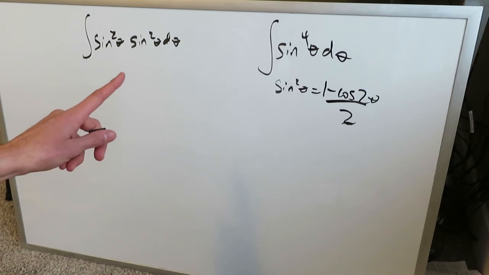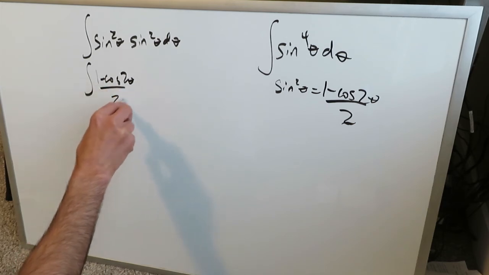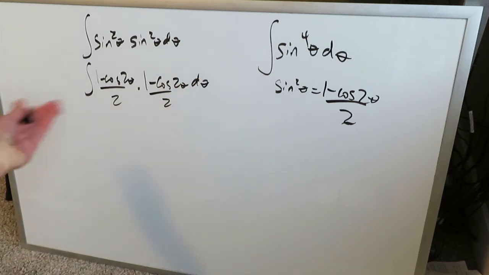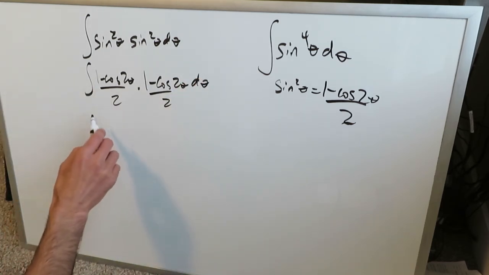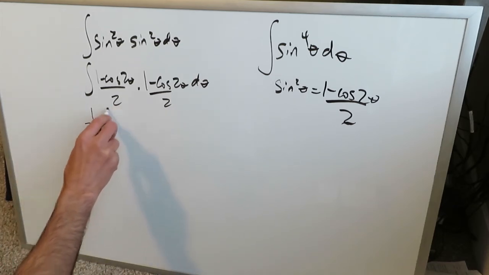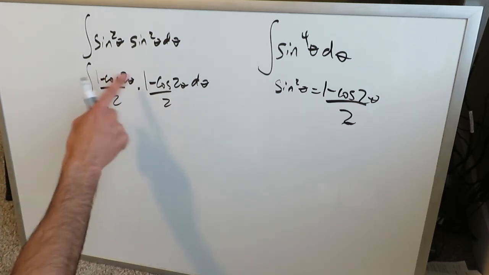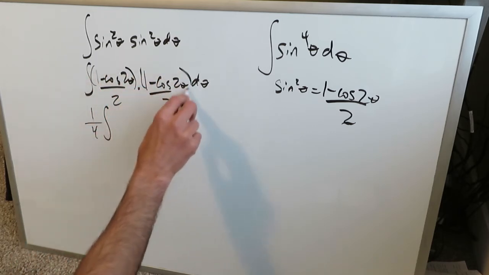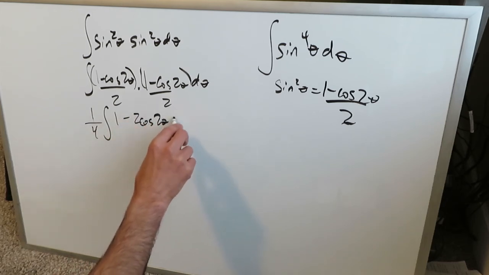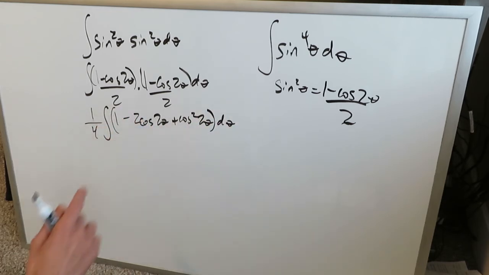If you think about each of these as equaling a power reducing formula, you're looking at this. 1 minus cosine 2 theta over 2 multiplied by 1 minus cosine 2 theta over 2 d theta. And then you have to multiply everything. When you multiply everything, you can see this 2 and the 2 will multiply to give you a 4, and you can bring the 1 over 4 out. That's this 1 over 2 times 1 over 2, you're getting that 1 over 4. Now you have to do FOIL, first, outer, inner, last, for everything here on the numerator. When you do that, you'll get 1 minus 2 cosine 2 theta plus cosine squared 2 theta d theta. That's what you get when you multiply all of this out.